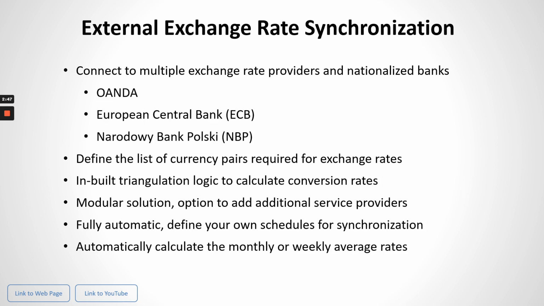You can go in and choose those settings, as in what your base currencies are and which two currencies you want to find based on the triangulation logic. So those are things that can be controlled. You can do calculation of monthly and weekly averages. They're normally used for consolidation of exchange rate gains and losses.